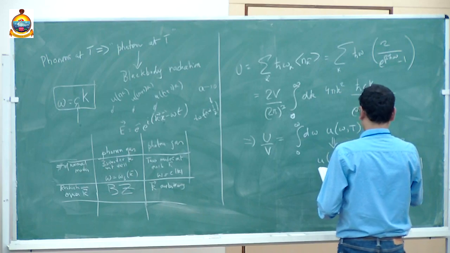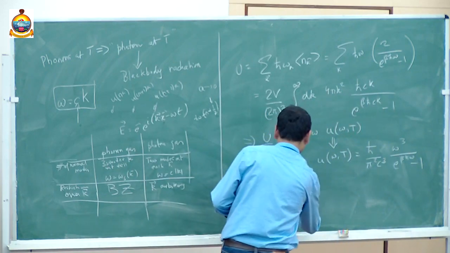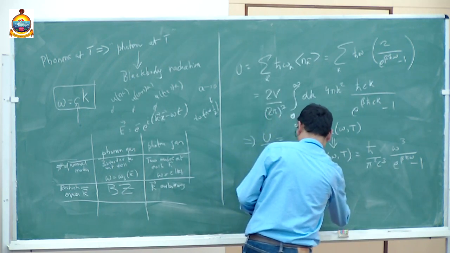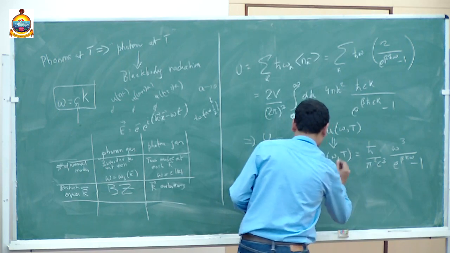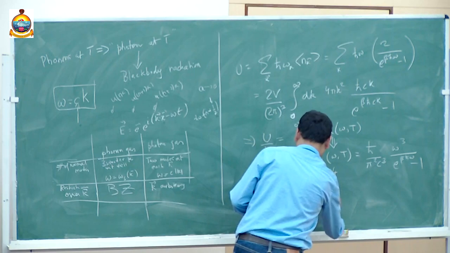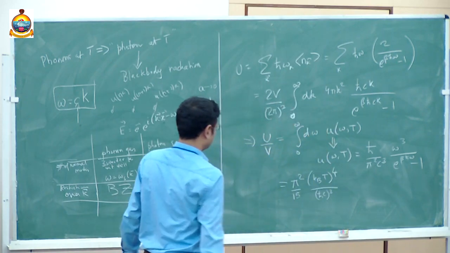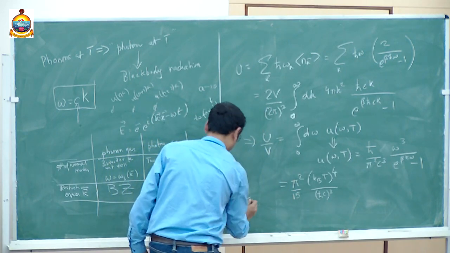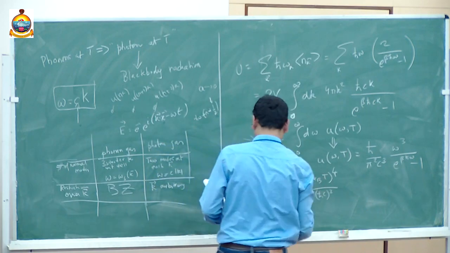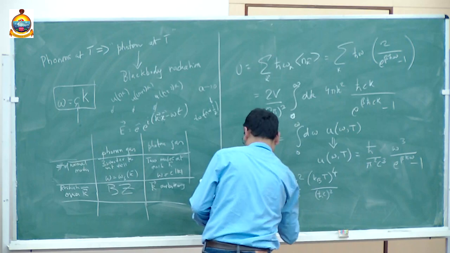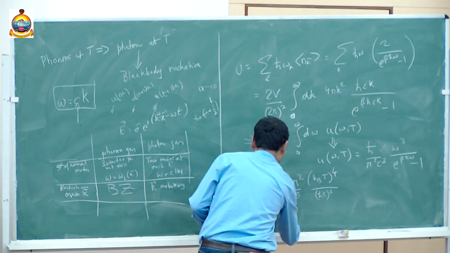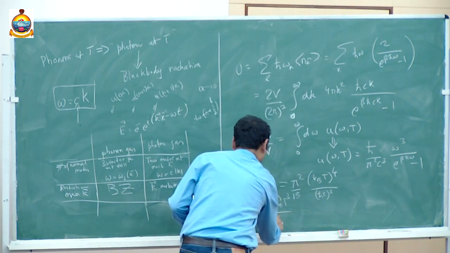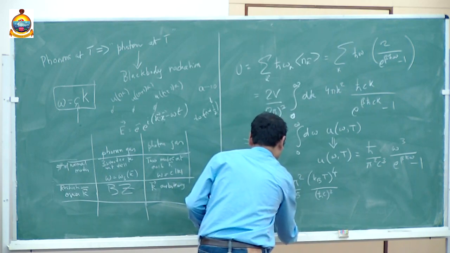Okay, so then once I do this integral, I get the following answer. Pi square by 15 kb t to the power 4, with h bar c to the power 3. Okay, this is the answer. And then, of course, from here, I can even get the specific heat, right? I just differentiate this with temperature. And then I get, so that's T cube. There are some universal constants here. That's very nice, right?